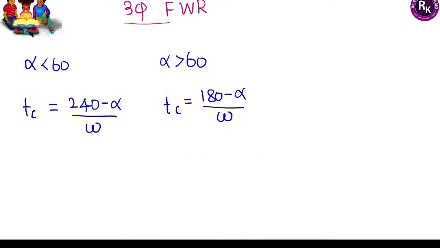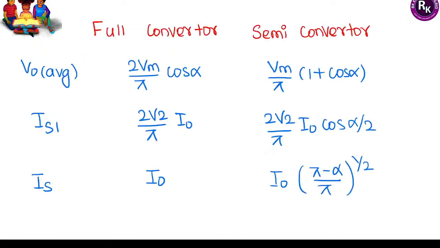Next, when it comes to three-phase full wave rectifier, there also you will have to remember, if the value of alpha is less than 60, this is the circuit turn-off time. Alpha greater than 60, this is the circuit turn-off time. I said I am covering only the formulas which are being asked in your examination. Next, some other things you will have to remember.